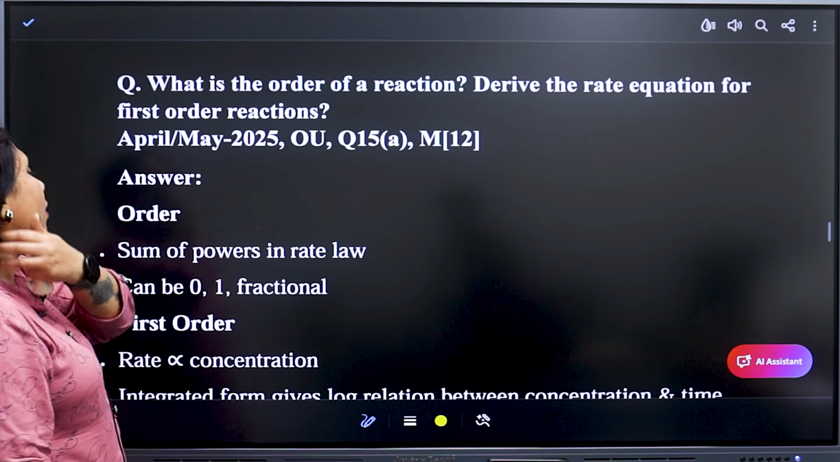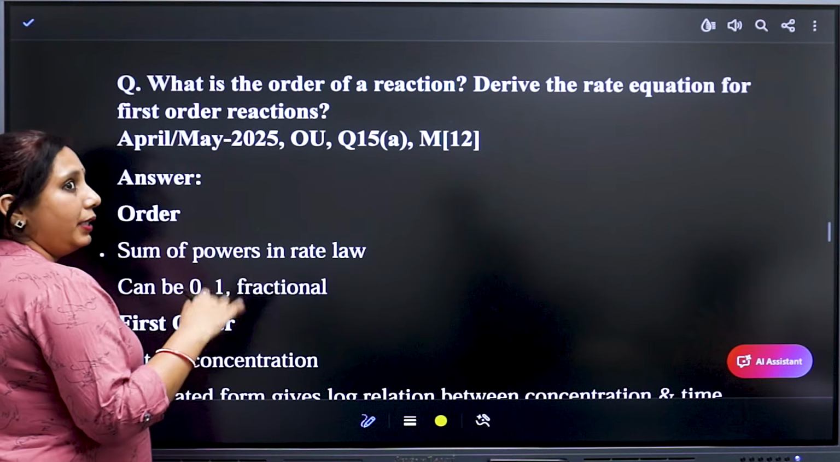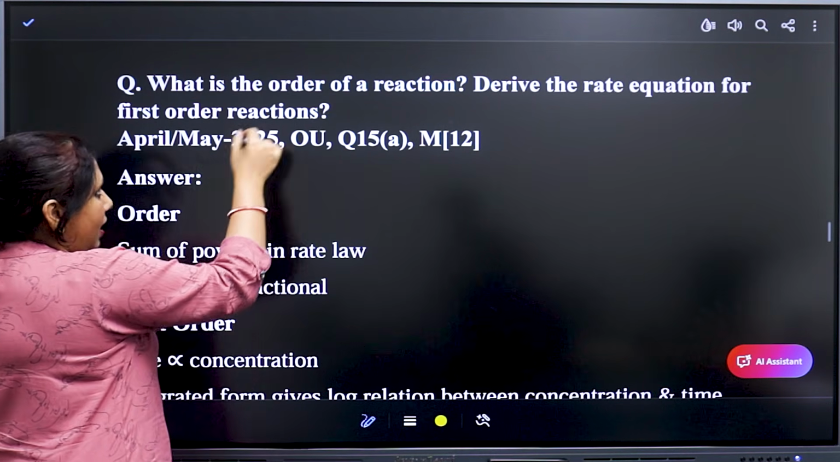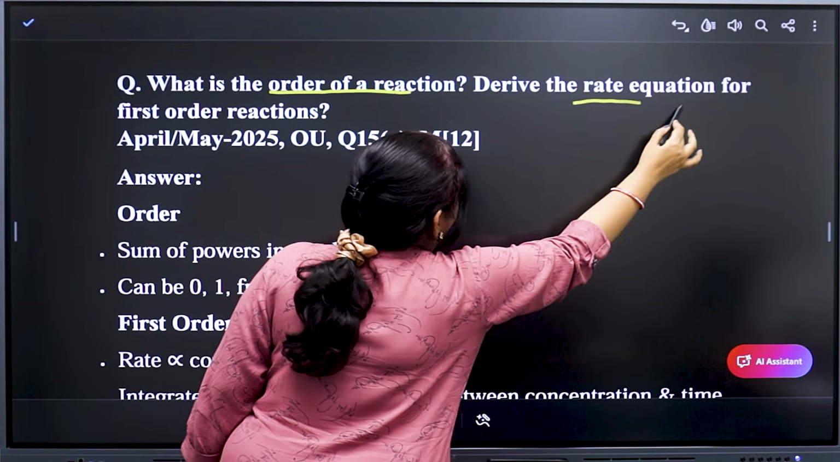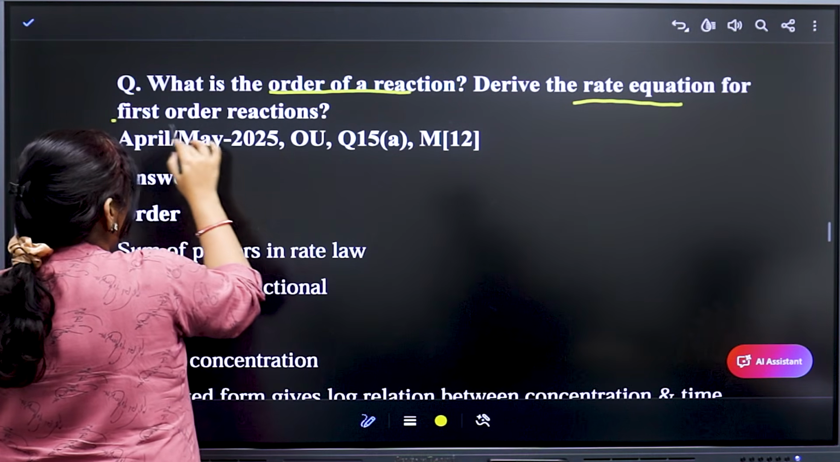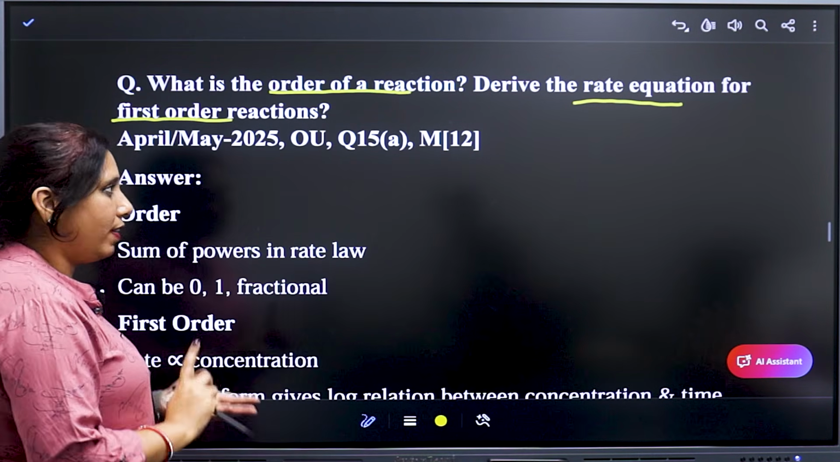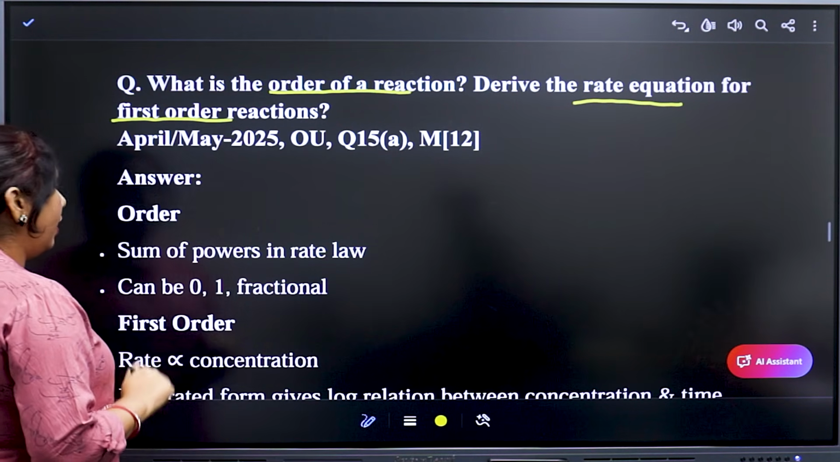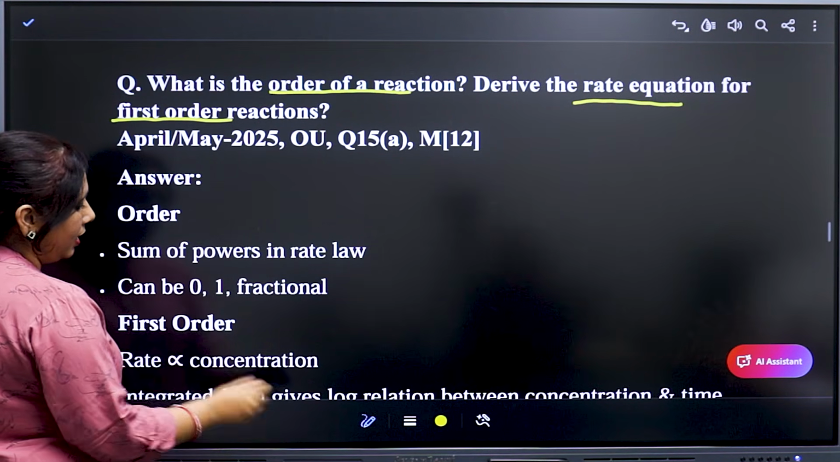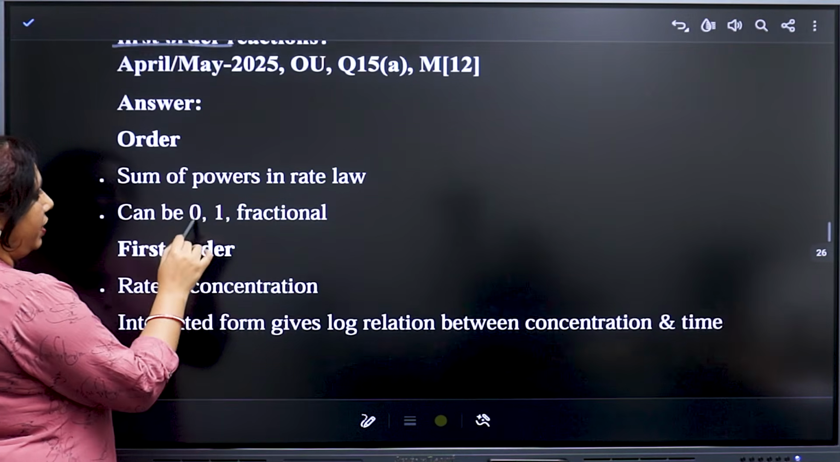important question, and this is also repeated previously. They have asked the order of reaction definition and rate equation derivation for first order reactions. So first order rate equation derivation with order of reaction definition. Let us see what the definition is first.